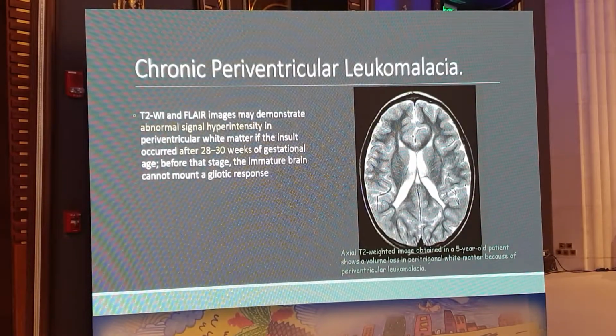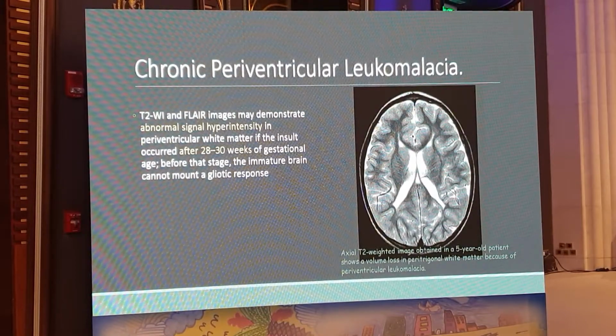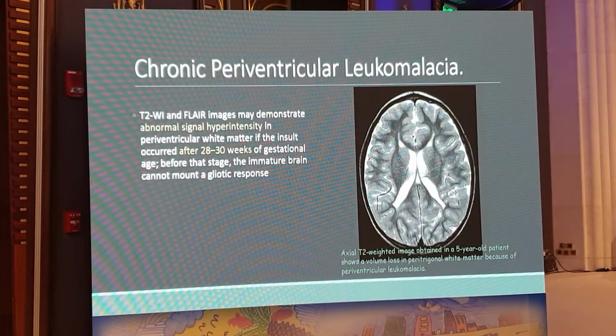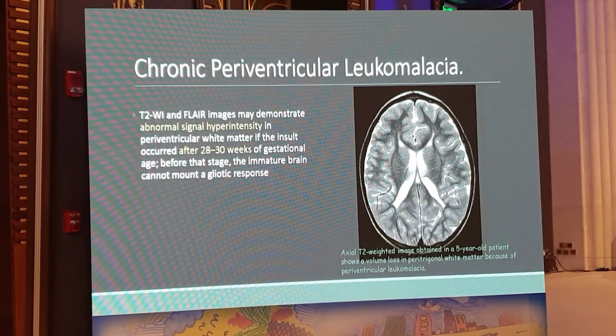These are the chronic consequences of PVL, or periventricular leukomalacia, and how it would appear later in life. This patient is already 5 years old. We can see that there is significant loss or paucity of the periventricular white matter, an undulating or irregular outline of the lateral ventricles, and no evidence of gliosis. Probably this insult happened before 28 to 30 weeks, at the time of immaturity of the brain, which does not allow gliosis formation.